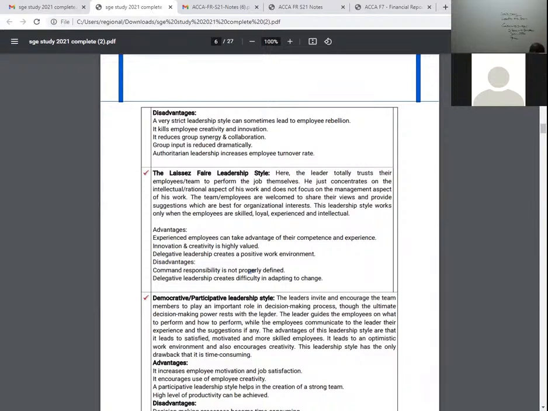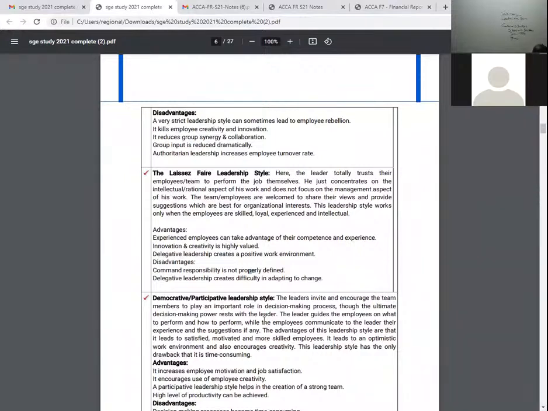The leader guides the employees on what to perform and how to perform, while the employees communicate to the leader the experience and the suggestions, if any. The advantages of this leadership style are that it leads to satisfied, motivated, and more skilled employees. It leads to an optimistic work environment and also encourages creativity.